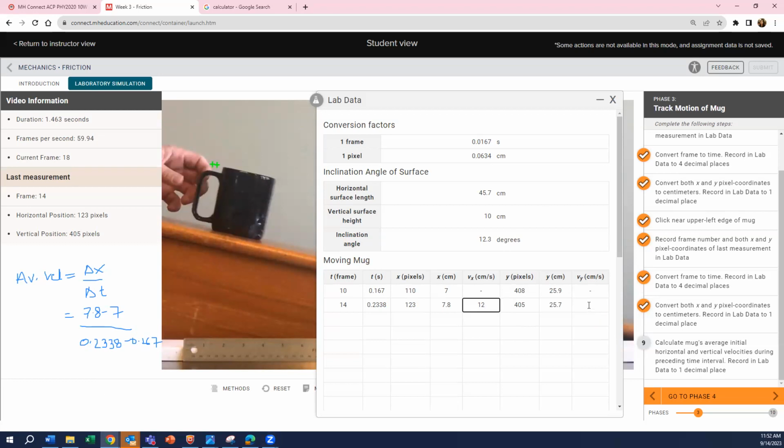We are going to do the same for the vertical. You have y1, y2, t1, t2. So that is going to be delta y over delta t. When you calculate that, because it's 25.7 minus 25.9, you will get a negative value. So I got -3. So this is what we did in phase number 3.